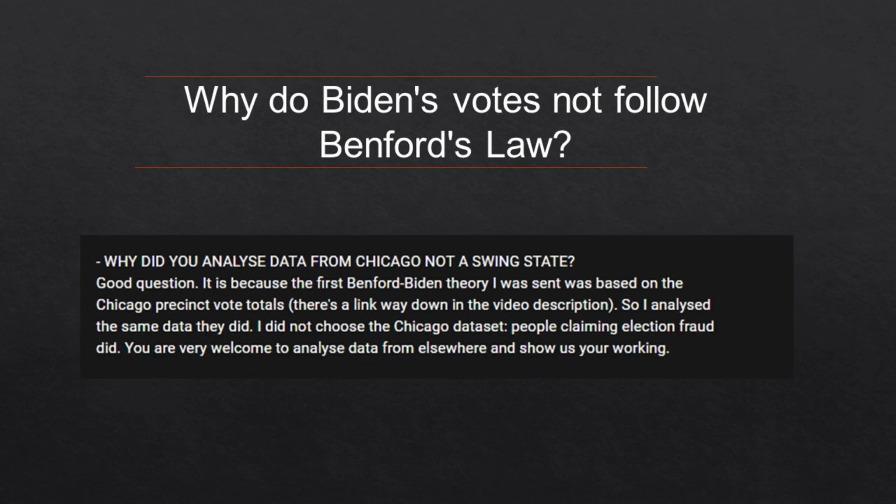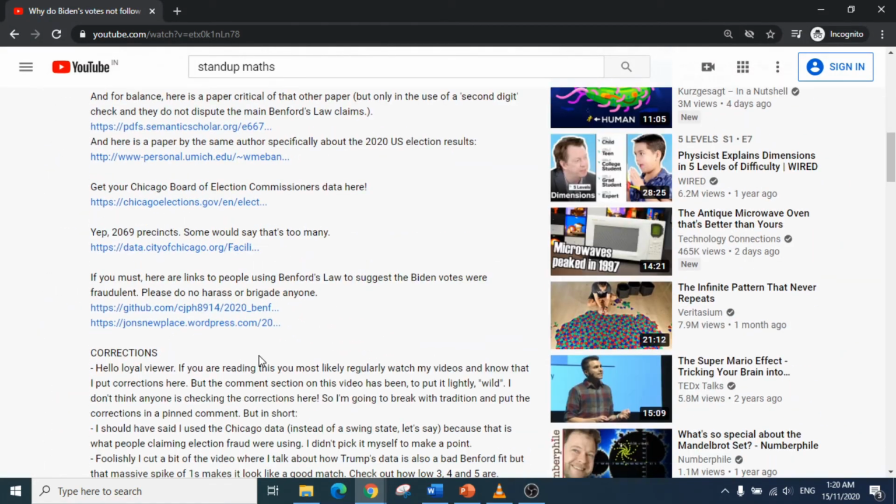The first critique is why Stand-Up Maths guy did not use data from swing states, which are important in determining the winner in this election. Well, he says that he was sent the data of Chicago precincts, and that was being used to claim election fraud. In his description, he gives 2 sources.